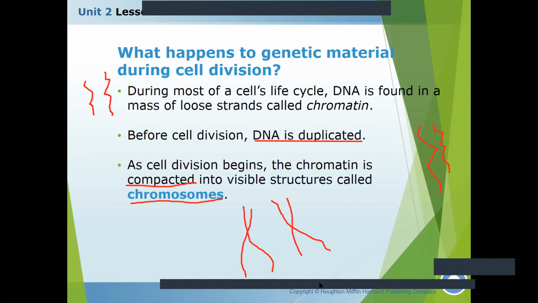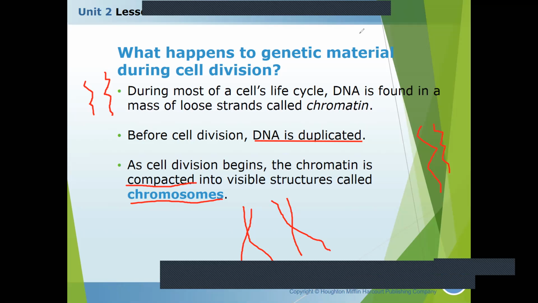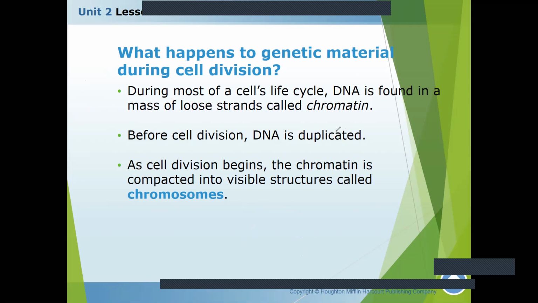Is this page clear to you? Once again, I'm explaining. DNA is found in loose strands, which are called chromatin. Before the cell divides, the DNA becomes double. As cell division begins, this chromatin becomes packages, which are actually called chromosomes. If I explain more than this, you'll forget the lesson.